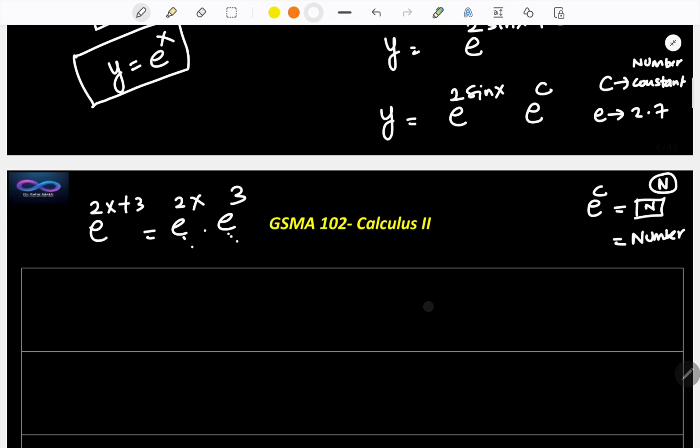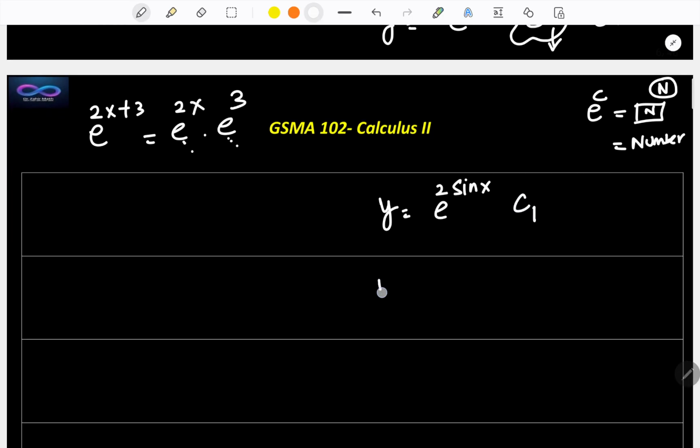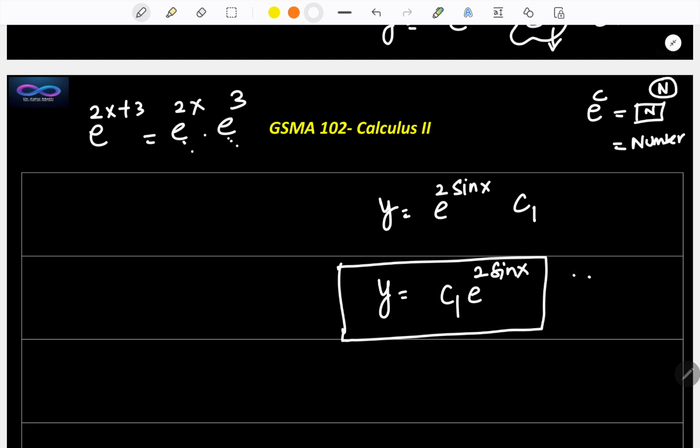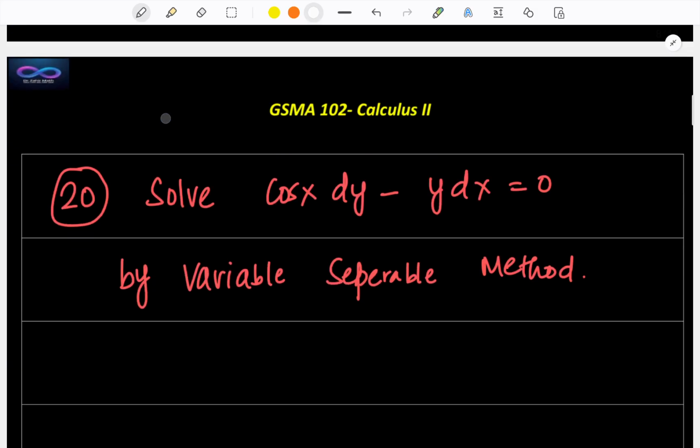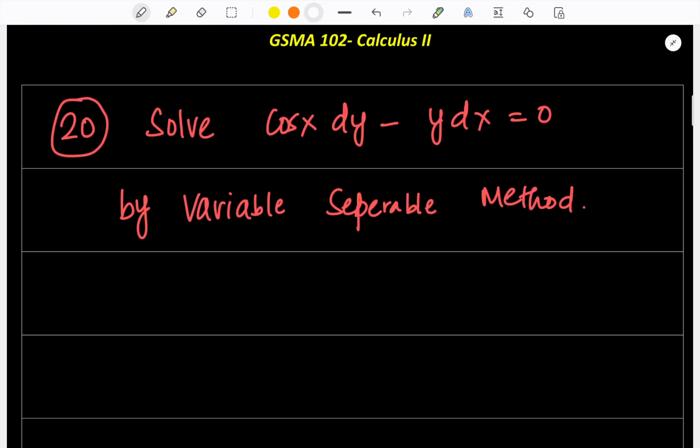So what I'm going to write, y equals e power 2 sin x, I'm going to write this other part as another constant, which is c1. So y equals c1 e power 2 sin x. It's going to become your final answer. Clear? Yes, very, very simple. Just practice this question. Let's go to the next question.